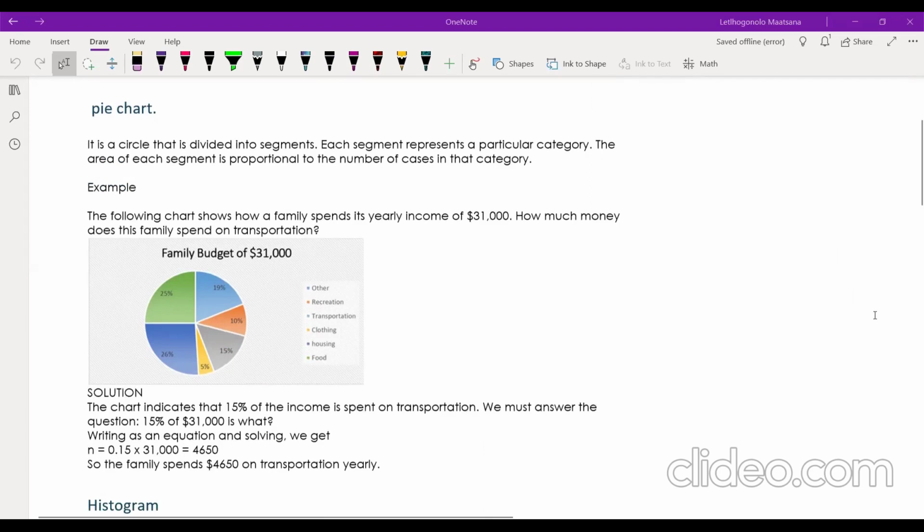The first one we have is the pie chart. It is a circle that is divided into segments. Each segment represents a particular category. The area of each segment is proportional to the number of cases in that category.